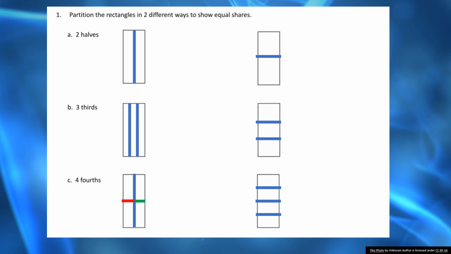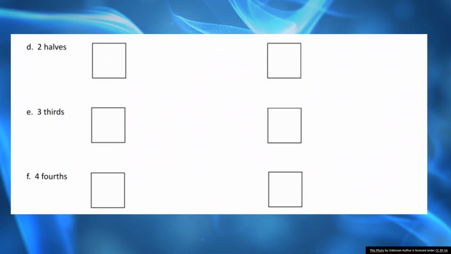Now, if you need to go ahead and pause your video so that you can make sure that your rectangles are partitioned correctly, go ahead and do so now. Let's take a look at letter D.